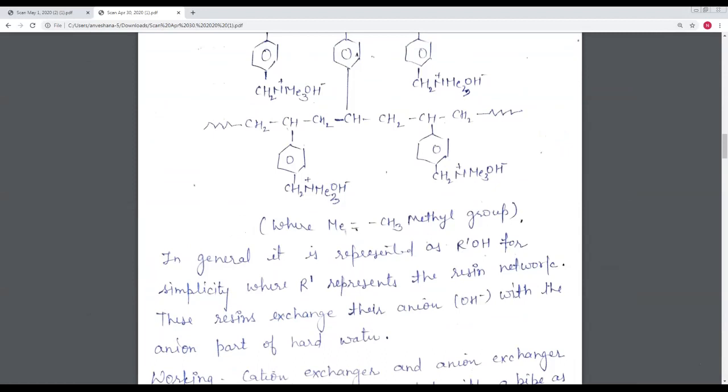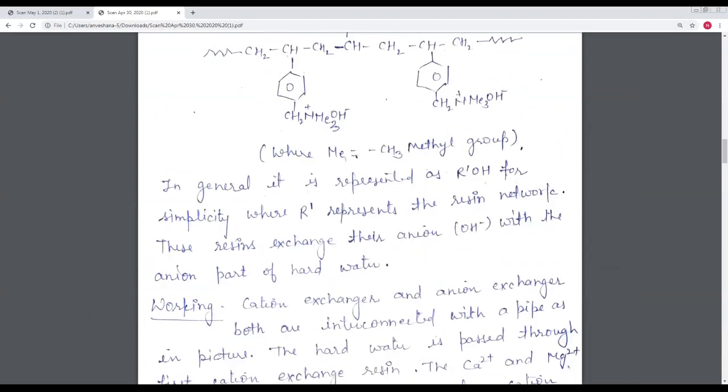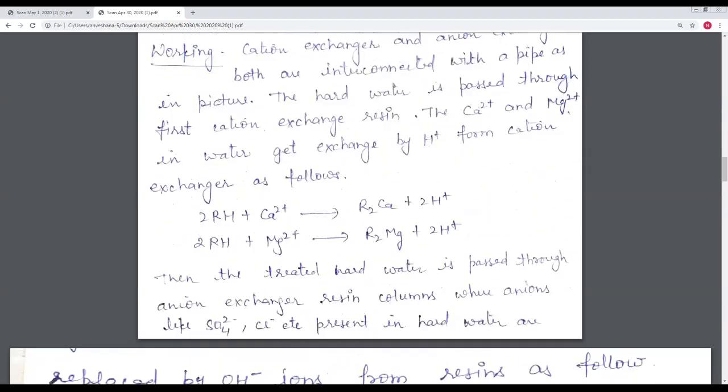The cation exchange resin is represented as RH, but the anion exchange resin is represented as R-OH, for simplicity, where R is represented as the resin network. Now, what is the working process of the ion exchange process?